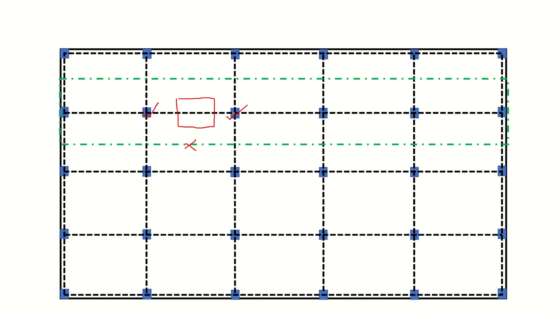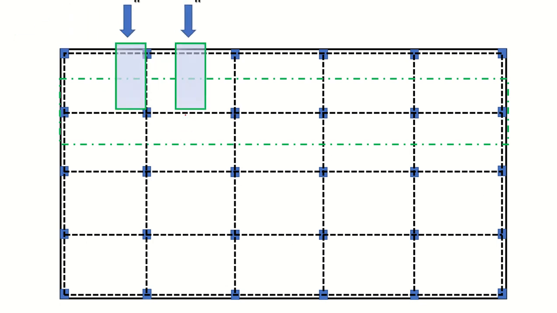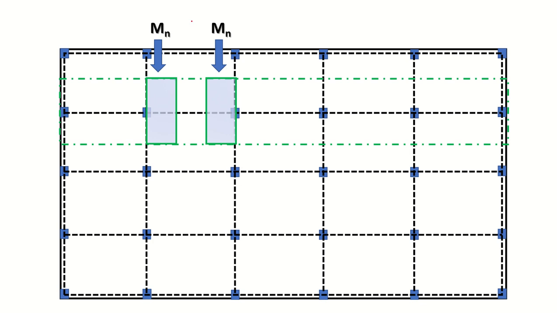So the distribution of the moment in the longitudinal direction as well as in the transverse direction depends upon many factors, and this is what the direct design method is really about. So we take the interior panel and we've just determined the M naught. Now the next step will be to distribute the M naught longitudinally. This is the longitudinal direction, and a portion of the M naught will go to M negative, which is the negative moment at the supports.